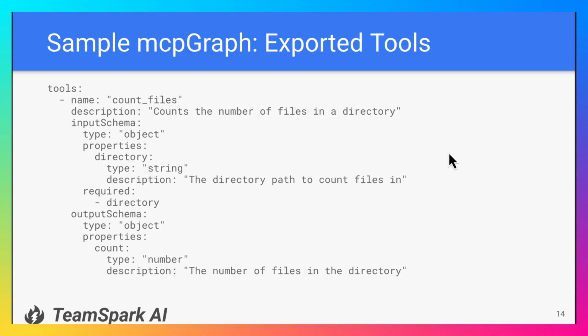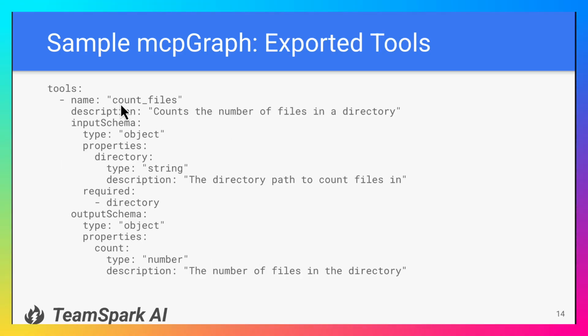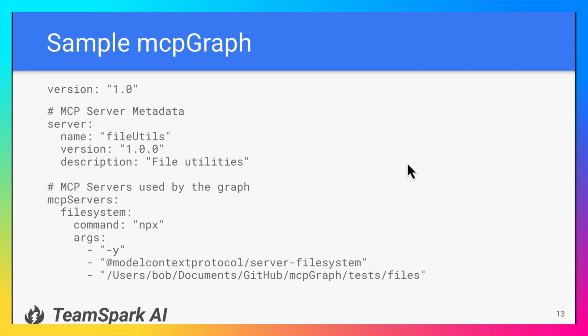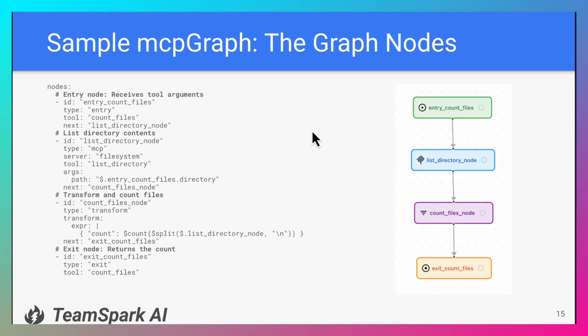In this case, we have a simple server called file utils. It's file utilities, and it has one tool that it exports, called count files. Again, this tool description is exactly the schema of a tool description in MCP, which means agents know what it is and how to build it. It counts the number of files in a directory. Its input takes an object with a directory property that's a string that tells us what path we want to look in, and it returns an output that has an object with a count that tells us the number of files in that directory. So we're making a new MCP server called file utils, and it has a tool called count files. And then what that tool does is it runs this graph.